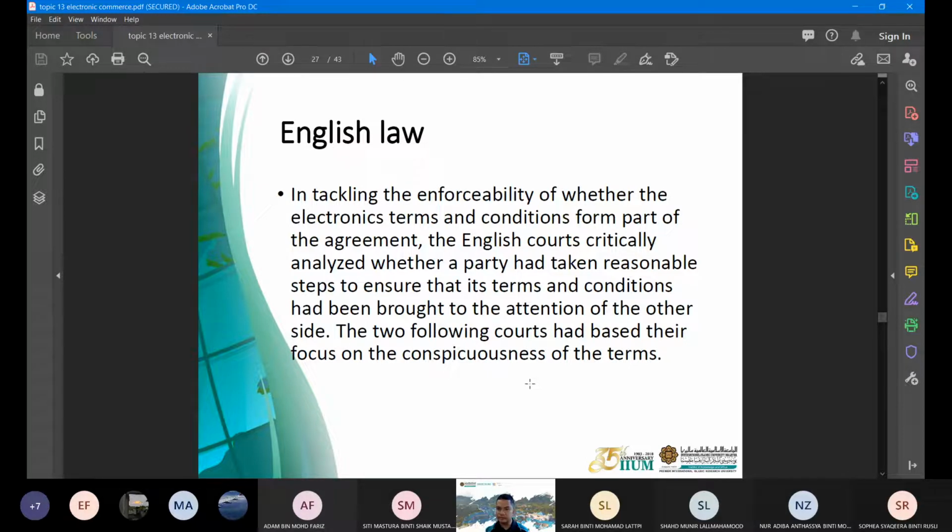But if the court found that this hyperlink is sufficiently noticeable, maybe like the case AirAsia X just now, it is being put under the purchase button with a red font, then the court might find that okay, this is reasonable notice. If you didn't click this, meaning it's your fault lah. So English law has been consistent with Malaysian law on this. The court will have to see whether a party had taken reasonable steps to ensure that the terms and condition had been brought to the attention of the other side.